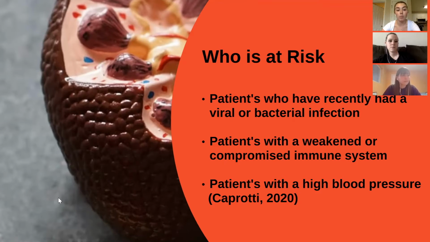Patients who normally have high blood pressure are also at greater risk because the constant high blood pressure increases the filtration demand and damages the kidneys. And the damage to the kidneys is one of the reasons that you see acute glomerulonephritis.